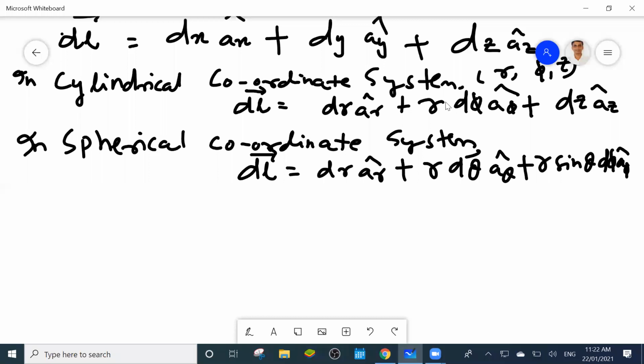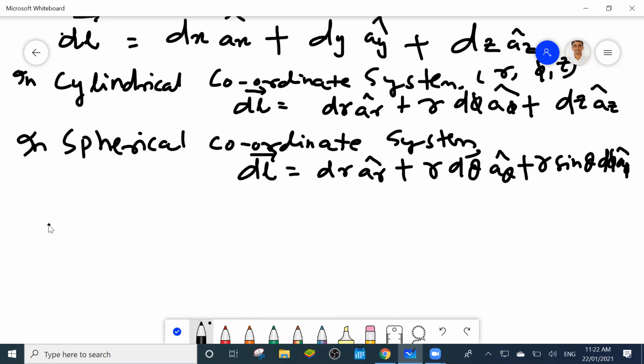But in the cylindrical coordinate system here one r is extra. Okay, r d phi, because h2 value is here r. Similarly, in spherical coordinate system, h2 value is r and h3 is r sin theta. So r and r sin theta you have to remember in spherical coordinate system. In cylindrical coordinate system, h2 value is r, and in case of Cartesian coordinate system, h1, h2, h3 are 1, 1, 1.